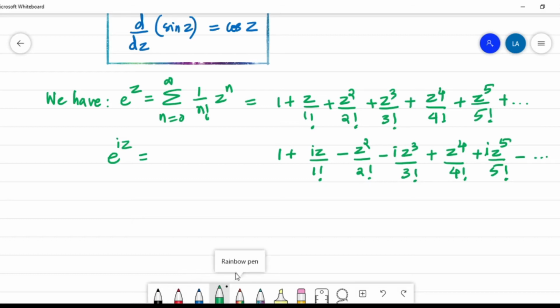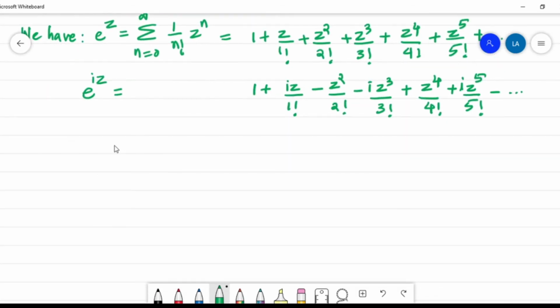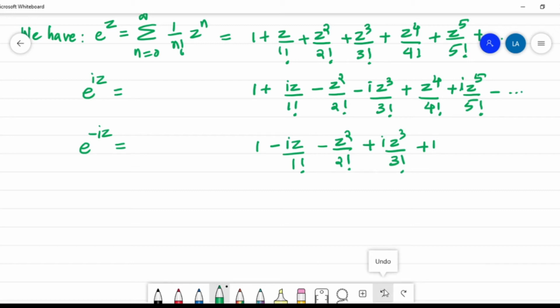Now let's write e raised to minus iz. When you evaluate, you get 1 minus iz divided by 1 factorial, minus z squared by 2 factorial, plus i z cubed by 3 factorial, plus z raised to 4 by 4 factorial, minus i z raised to 5 by 5 factorial, and it goes on.